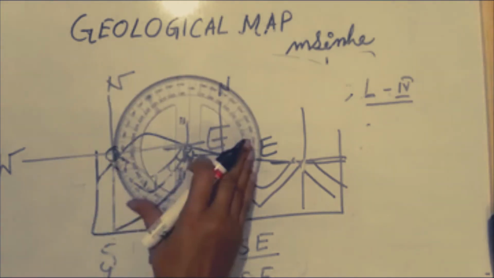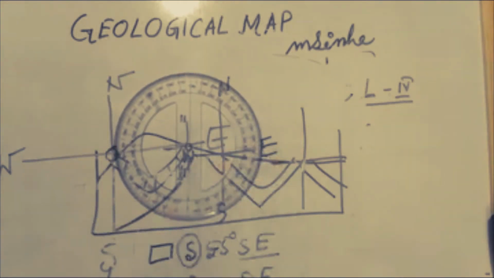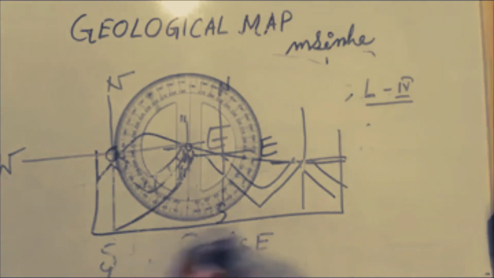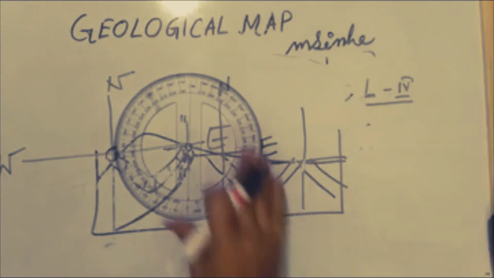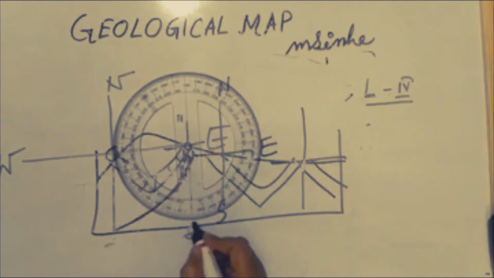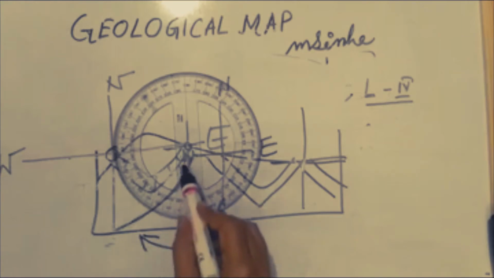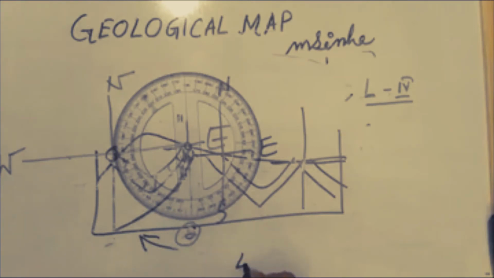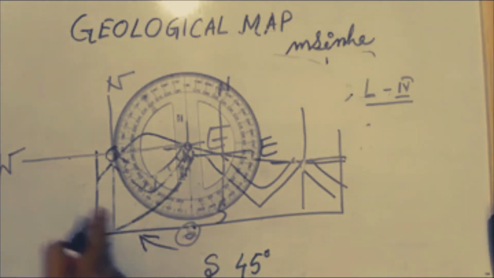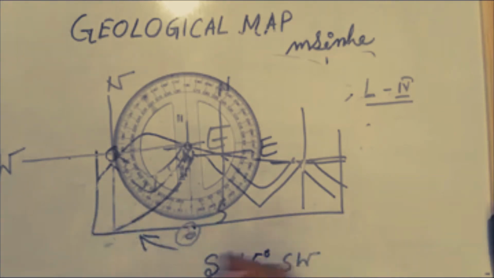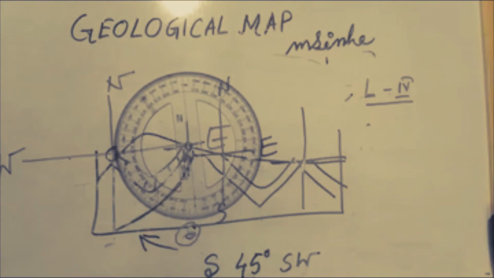Go to that point. Here, try to calculate the direction of dip. This is the south point, this is west. Start from that point south. This is about 45 degree, suppose 45 degree. It starts from south, so on the left-hand side I put S, and it moves towards the west, that is southwest. So the direction of that particular bed is south to southwest.